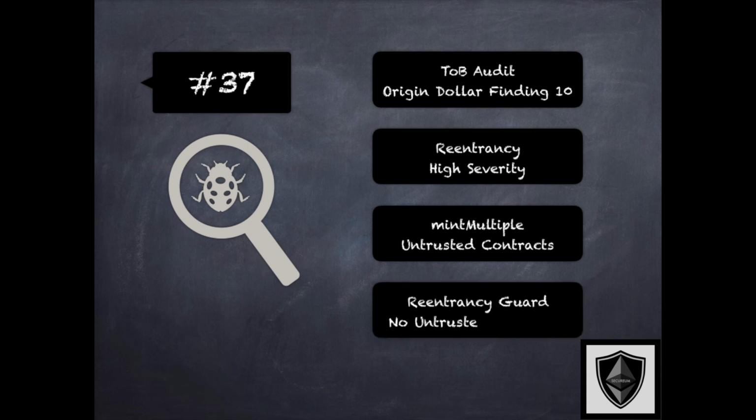The recommendation was in the short term to add checks to cause mint multiple to revert if the amount was zero or the asset not supported, and also to add a reentrancy guard to the mint multiple, redeem and redeem all functions. And in the long term to make use of Slither and incorporate static analysis checks into the CI/CD pipeline, which would have flagged the reentrancy.